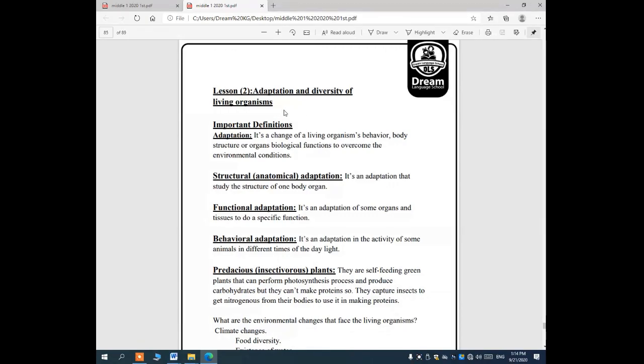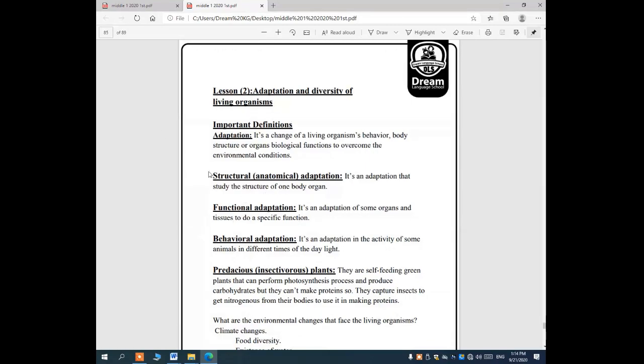Now we are going to talk about lesson 2 of unit 3, which is about the adaptation and diversity of living organisms. Here we have some important definitions, starting with adaptation and its kinds. First you have to know that adaptation is a change in the living organism's behavior, body structure, or organ's biological function. So the adaptation may be found in the structure of the body, in the function performed by the organ, or in its behavior.